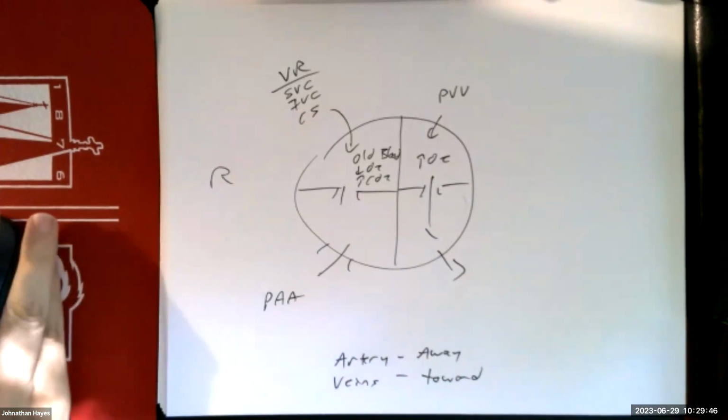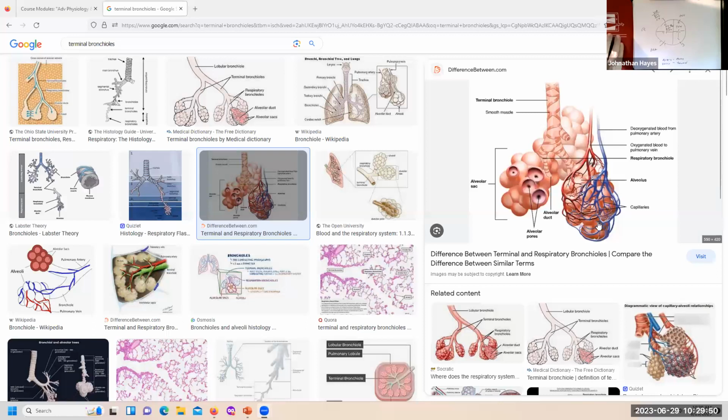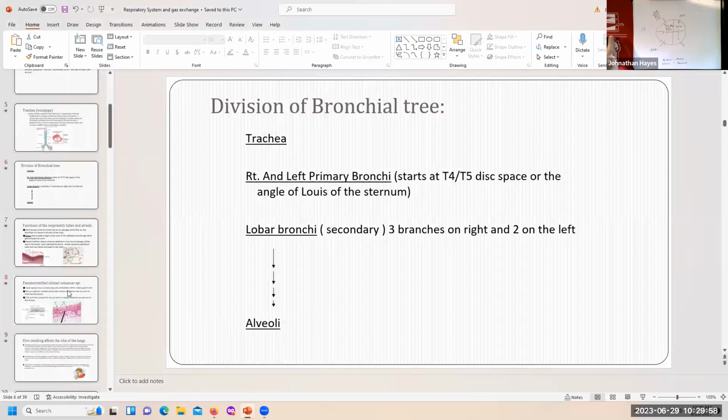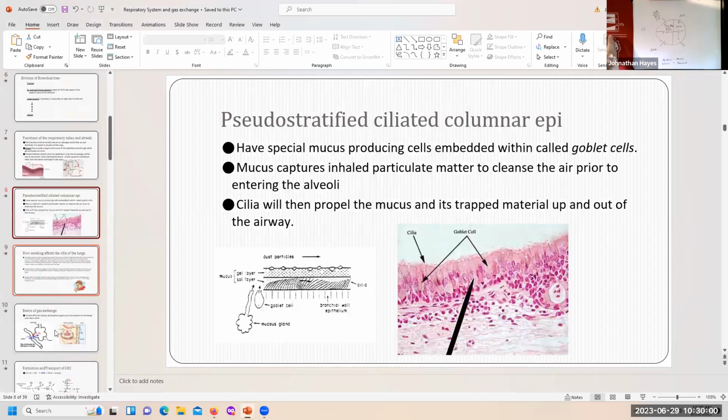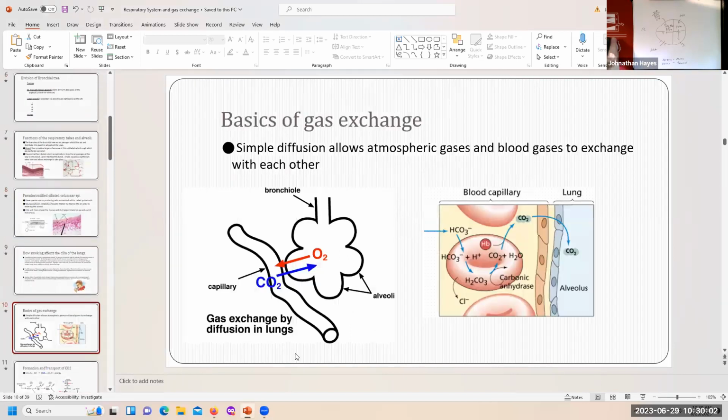But again, now that we're down at this very tiny level, gas exchange can take place. And when gas exchange takes place, it happens through diffusion. Okay, hold on, let me get to it. There we go, diffusion. That's important to know.